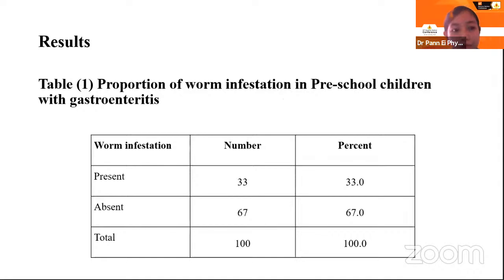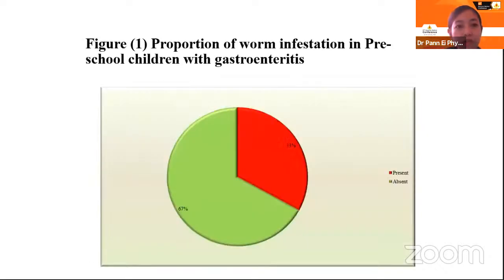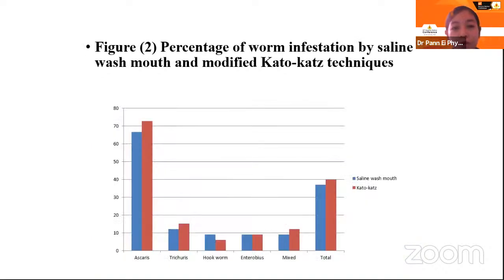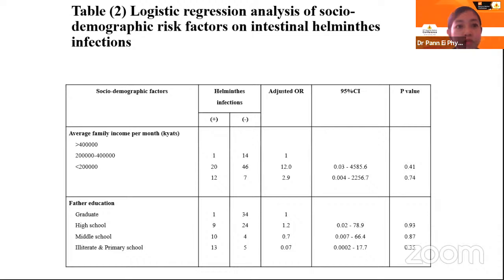These are the results of the study. Table 1 shows the proportion of worm infestation in preschool children with gastroenteritis. It shows that 33% of children have worm infestation among 100 children. Figure 2 shows the comparison of the results of the two techniques. It shows that the concentration technique gave more stool positivity than the saline wet mount technique. Tables 3 and 4 show the association between socio-demographic, environmental, and sanitary risk factors after logistic regression analysis.